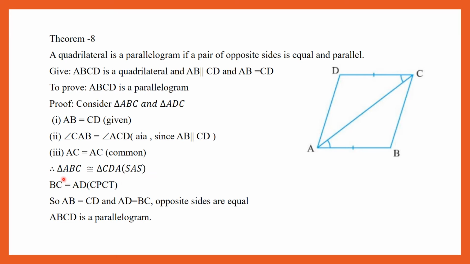From this we can say BC is equal to DA, by the condition corresponding parts of congruent triangles. We already have AB is equal to CD and now we proved BC is equal to AD, which shows that opposite sides are equal. If the opposite sides are equal, we can say it is a parallelogram. Therefore, we can say ABCD is a parallelogram.